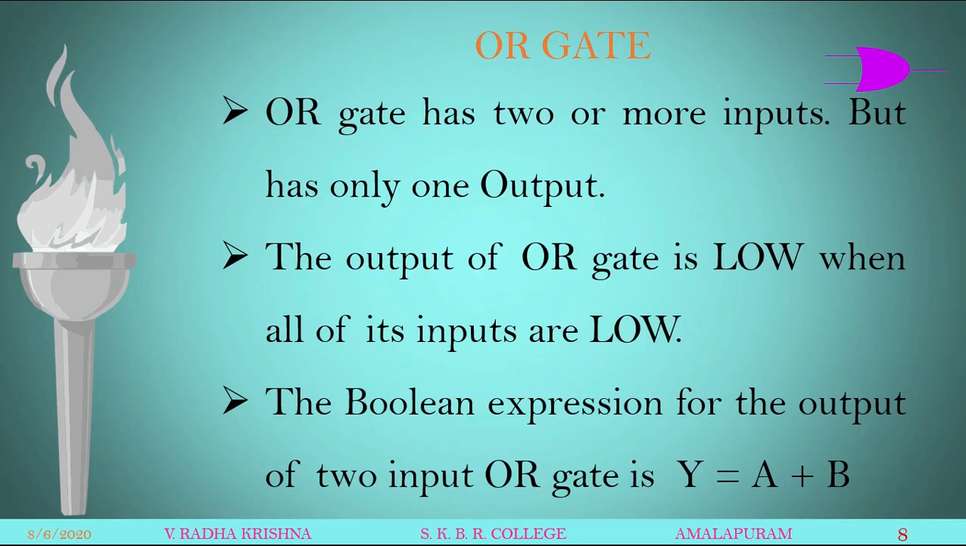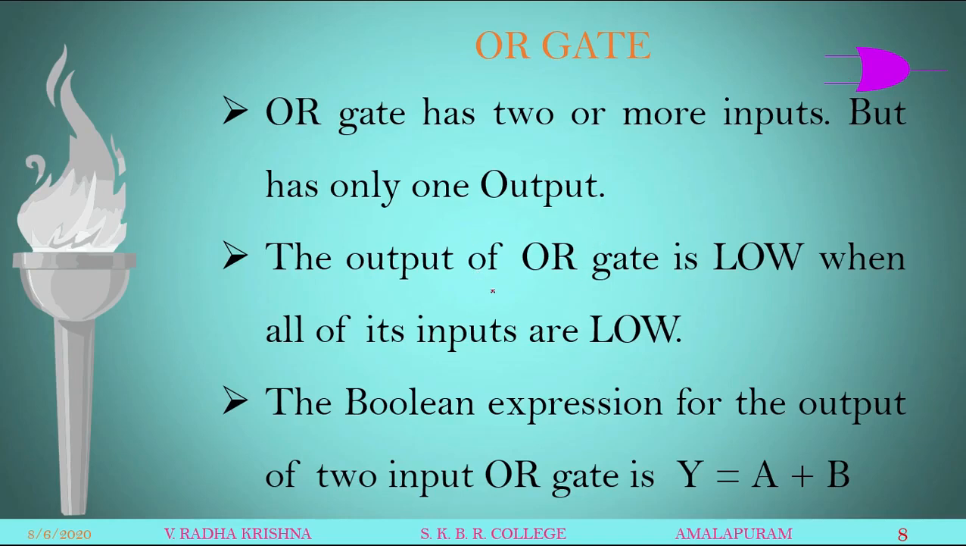Our next gate is OR gate. This is the logic symbol of an OR gate. These two are the inputs and it is the output. It may contain any number of inputs. For the sake of convenience, I am showing only 2 inputs.